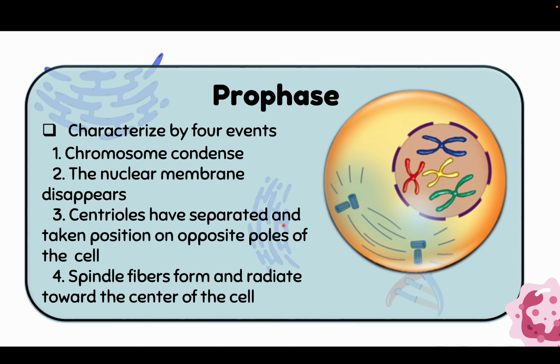Third, centrioles, which are important organizing centers for cytoskeletal fibers necessary for division, separate, and they will be found on opposite poles of the dividing cell. Then spindle fibers form and radiate toward the center of the cell. So here you can see in the illustration, the centrioles are beginning to move away from one another and be positioned on the opposite poles of the cell.